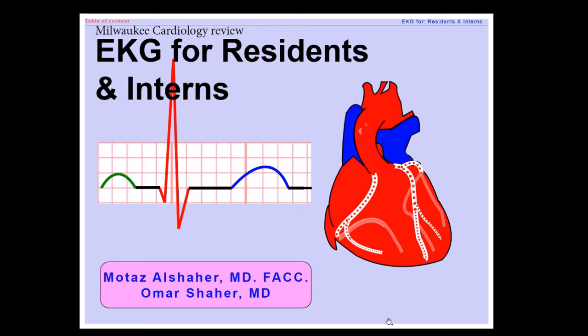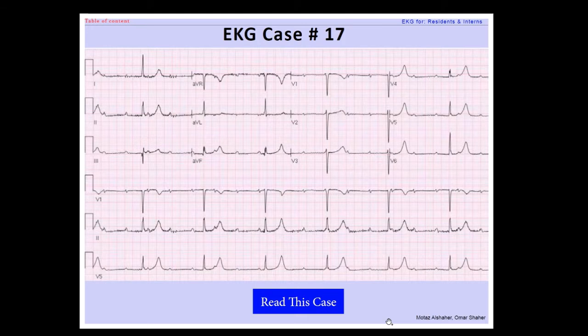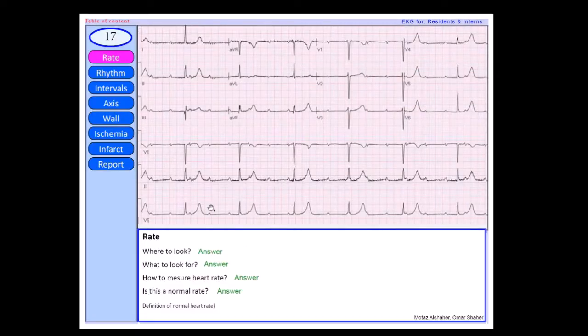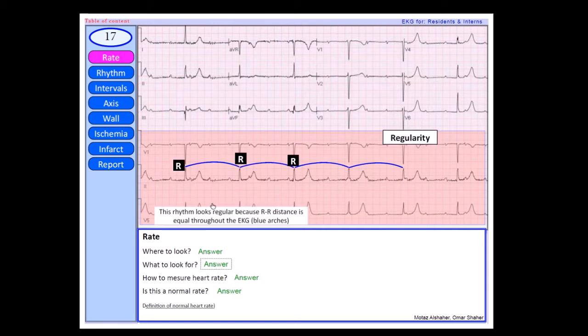Back to the EKG. In our systematic step-by-step approach, we start with the rate. What is the heart rate in this EKG? We look at the rhythm strip. The rhythm strip looks regular because the RR intervals are equal throughout the EKG, the blue arches here. We also notice that there are more P waves in this strip than QRS complexes. For that reason, we will use the rule of 30 squares to count the heart rate.